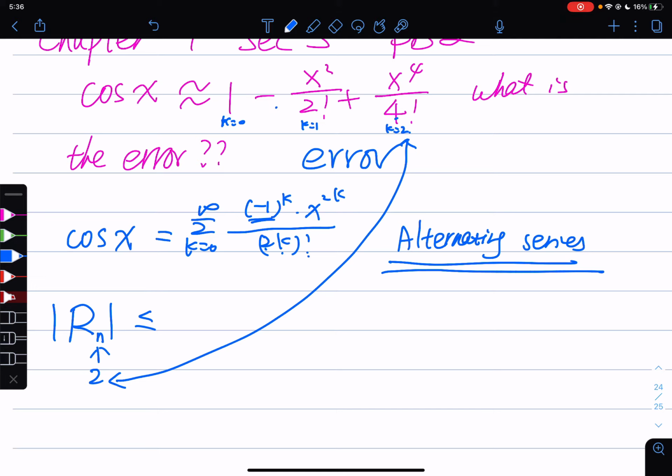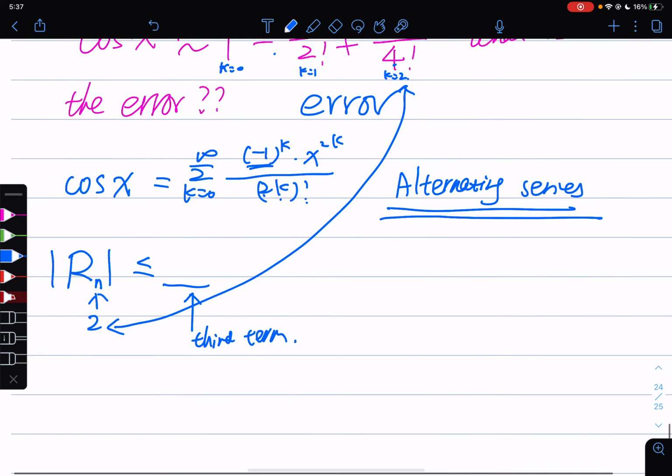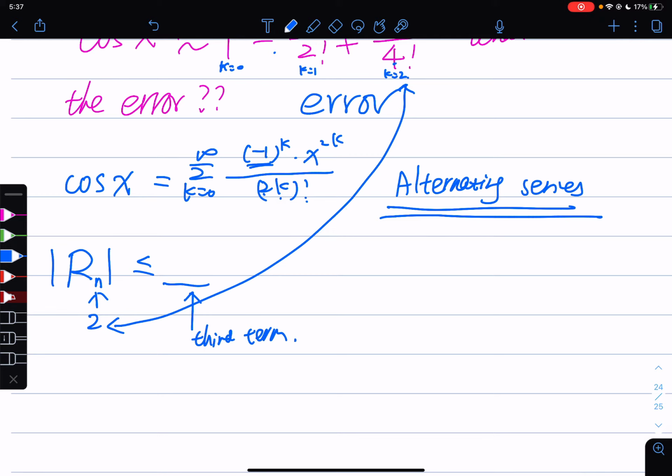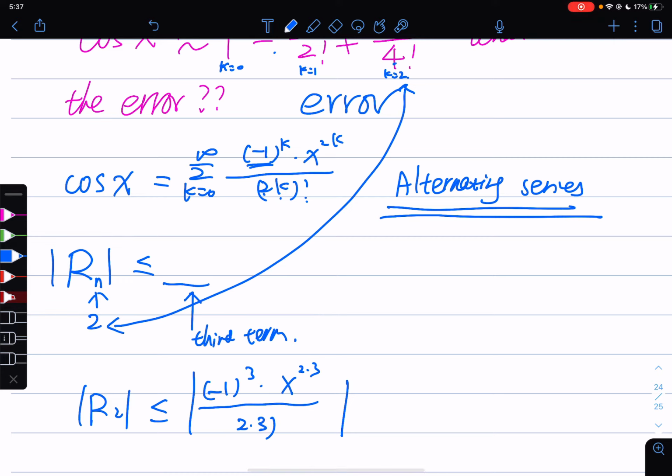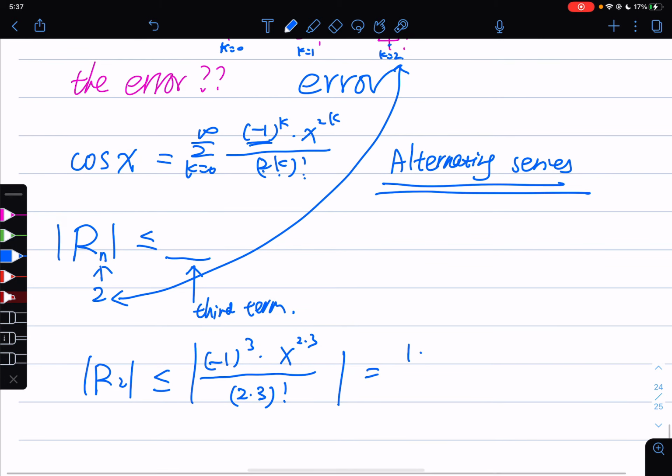And we did say in class it works nicely for power series as well. So you want to know what exactly is the bound of the third term. So what's my third term? Once you find your n, everything else is quite straightforward. So your R2 is bounded by -1 to the power of 3, and then x to the power of 2 times 3 over 2 times 3 factorial. That's naively speaking how it should work out. So it is 1 times x to the power of 6 divided by 6 factorial.